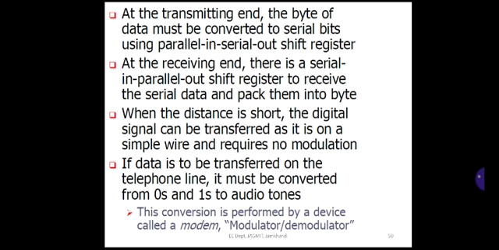When the distance is short, the digital signal can be transferred as it is on a simple wire. If the distance is very short, there is no need of any arrangement. You can transfer directly using a simple wire, and it requires no modulation. An example is the IBM keyboard. For a computer, the data is transferred from a keyboard without any modulator, directly with the cable or wire to the motherboard.